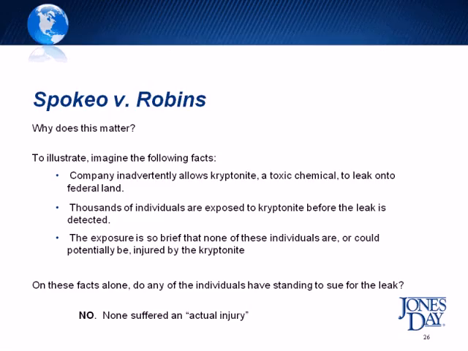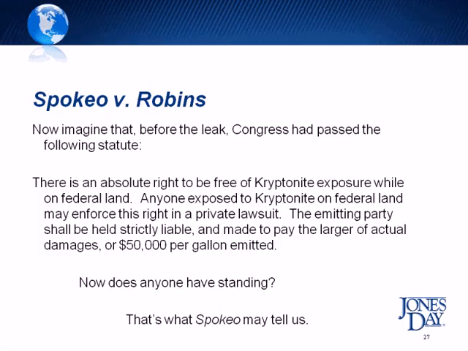Now imagine that Congress passes a statute, and that the statute was passed before the leak. The statute says there's an absolute right to be free of kryptonite exposure while on federal land. Anyone exposed to kryptonite may enforce this right in a private lawsuit. The emitting party shall be held strictly liable and made to pay the larger of actual damages or $50,000 per gallon emitted. Now does anybody have standing? And that's what Spokeo may tell us. The individuals who were exposed still haven't suffered any actual injury, but as a result of this statute, they would have a right to bring a suit for $50,000 per gallon emitted.